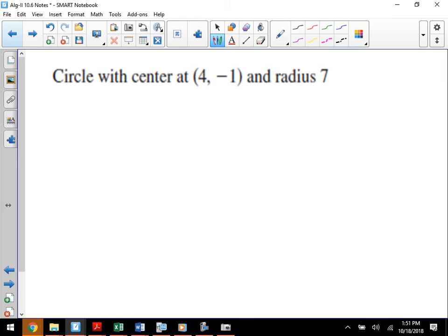All right. Now, I know that this is probably the most difficult one that we're going to do. But I have faith in you. So, it's a circle. In a roundabout way, we need to know the formula.